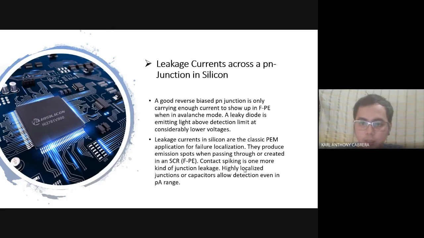Leakage currents in silicon are the classic PEM application for failure localization. They produce emission spots when passing through or created in an SCR FPE. Spiking is one more kind of junction leakage. Highly localized junctions or capacitors allow detection even in picoampere range. Next.